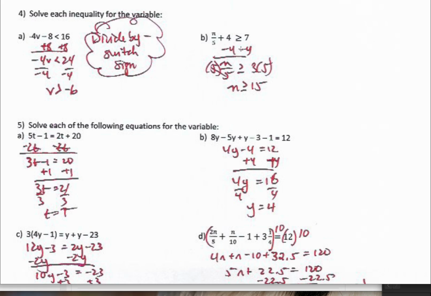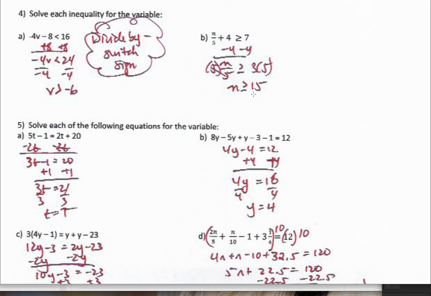Letter B, subtract 4 from both sides. N over 5 is greater than or equal to 3. Multiply both sides by 5. N is greater than or equal to 15. You do not switch the sign when you multiply or divide by a positive. Only when you multiply or divide by a negative. It doesn't matter what you go into. It only matters what you do by.